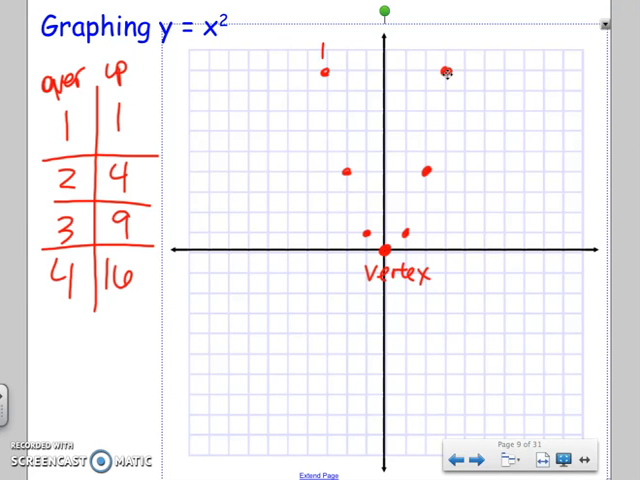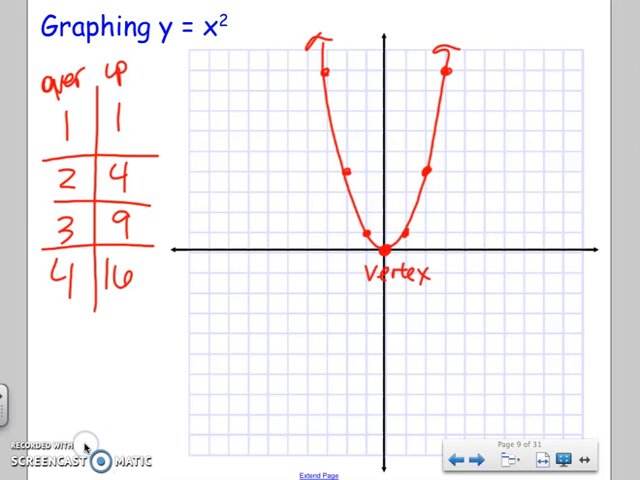So then you're going to connect these points to make as good a U-shaped graph as you can, with some arrows at the end. And this is what the graph of x squared looks like. Okay. So now we're going to look at some ways we can change this graph to make it wider, move it up, move it down, right, and so on. But this is the generic form of x squared.